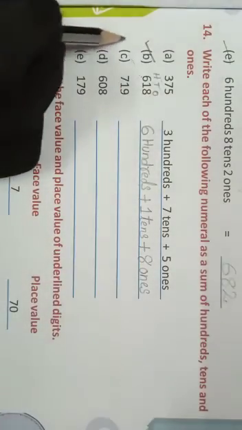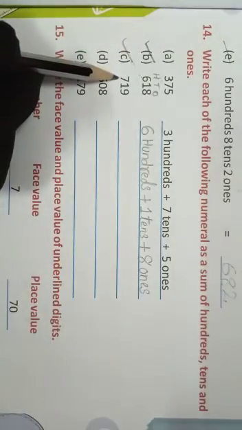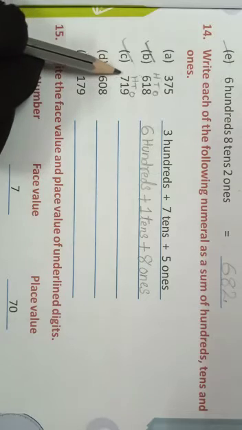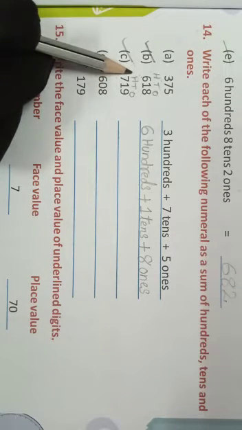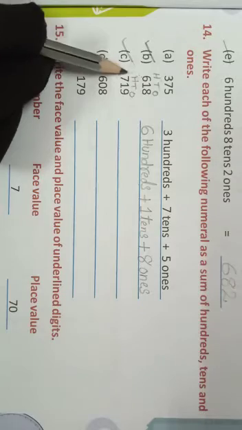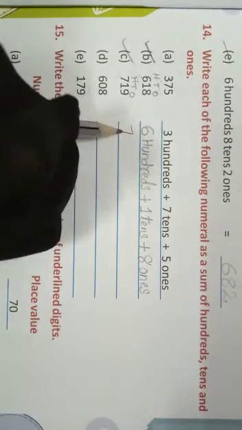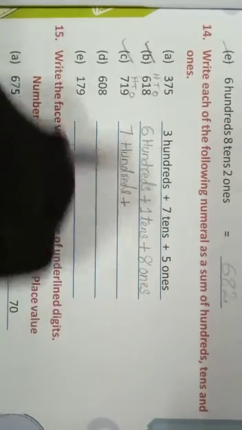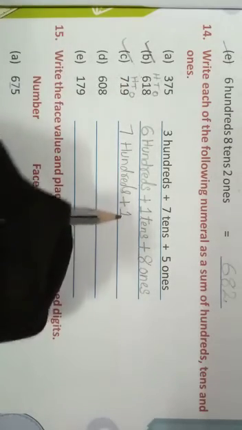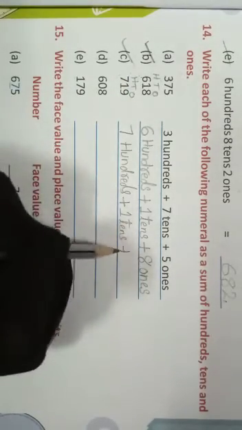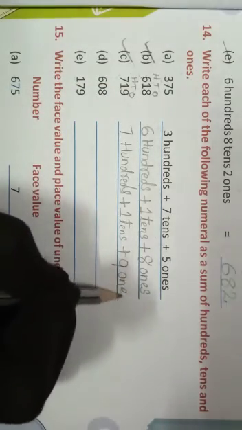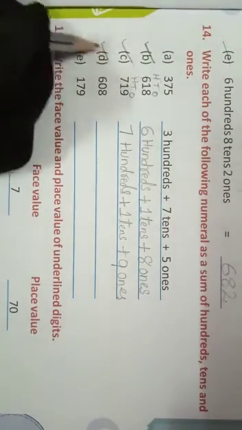Similarly, we have to write the next one. First we have to put the place value on it: ones, tens, 100. Look at the seven position. It is 7 at 100 position. That means 700. Write 700 hundreds, plus 1 at tens position. Write 1 tens, plus 9 at ones position, 9 ones. Now let's start the next one.